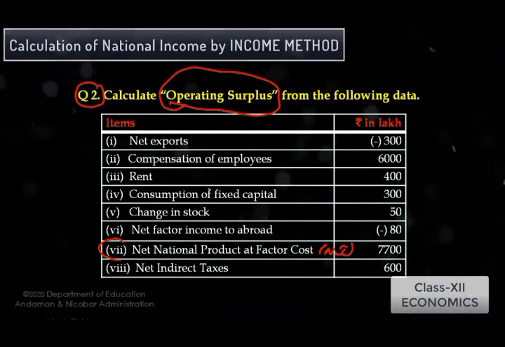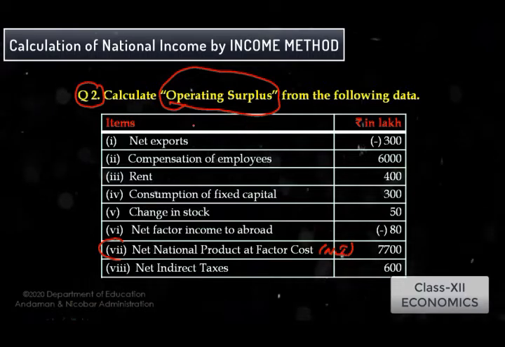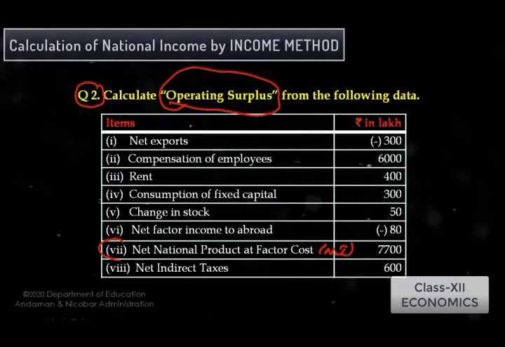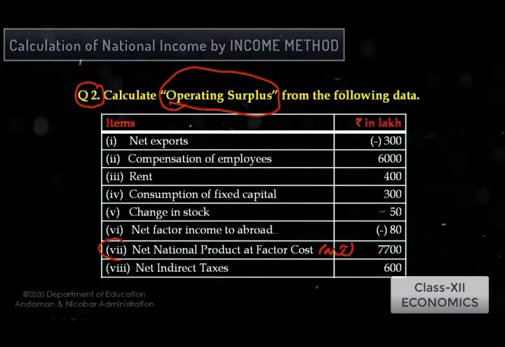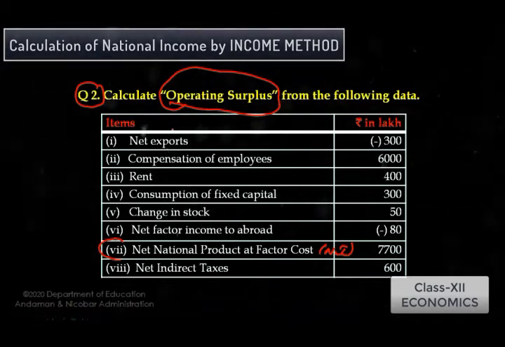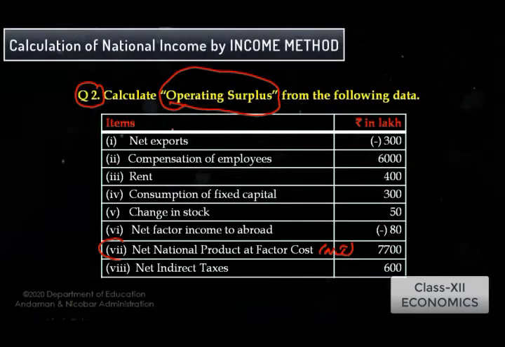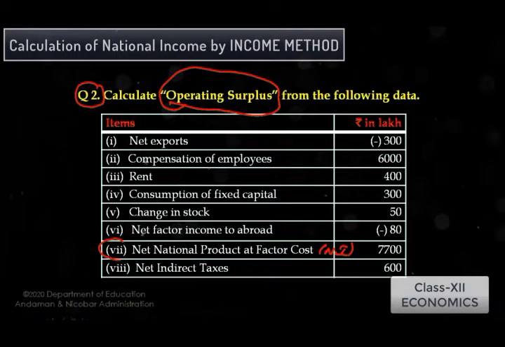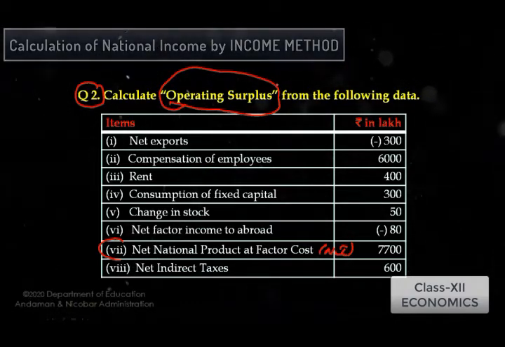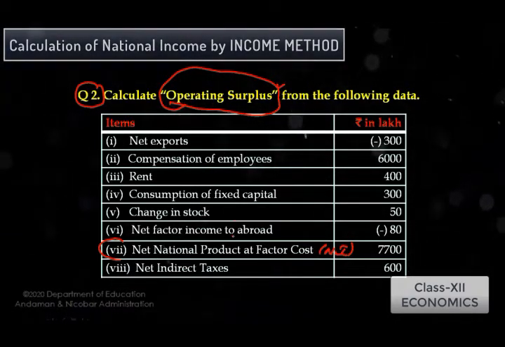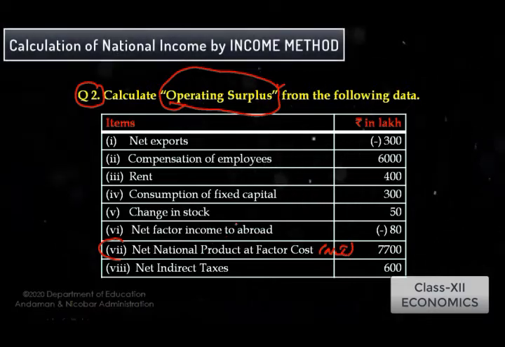So from that we need to calculate the value of operating surplus. So how can we get the operating surplus? Look at the solution carefully. When the national income is already given in the question, we have to find out one of the components of national income, that is operating surplus, from the given table. So look at the solution carefully.